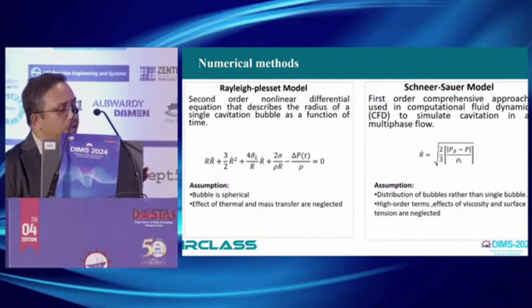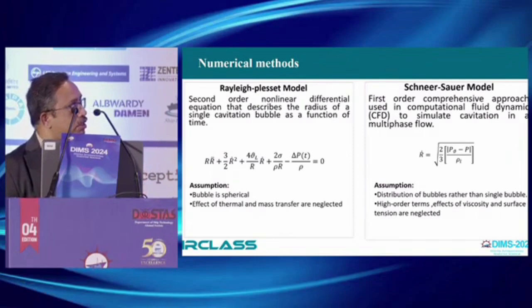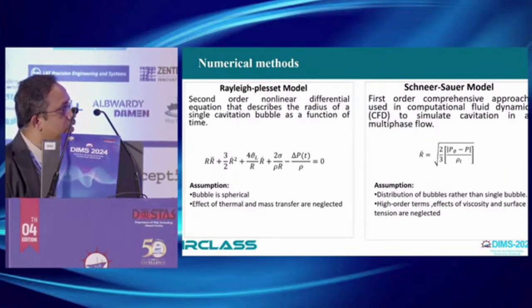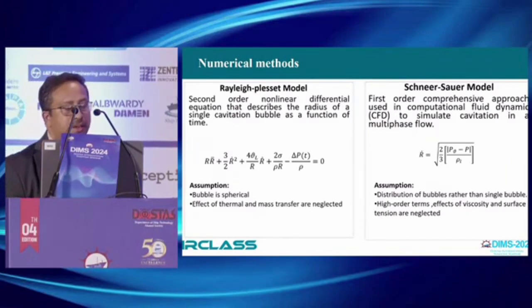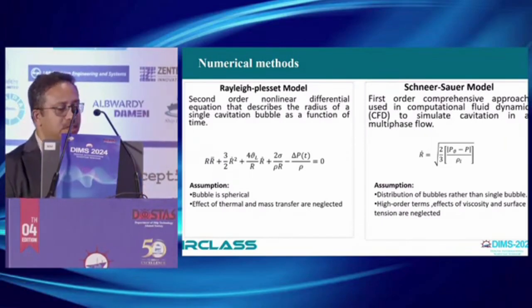And coming to the lower order model, which is the Schnerr-Sauer model, this is a first order model, wherein the major assumption is that the higher order R double dot is neglected, the kinematic viscosity is neglected and the surface tension is neglected to find the radius of the bubble. So here, rather than a single bubble, we consider a distributed bubble. This model is widely used in the industry to estimate cavitation, and it is computationally inexpensive when compared to the Rayleigh-Plesset model.